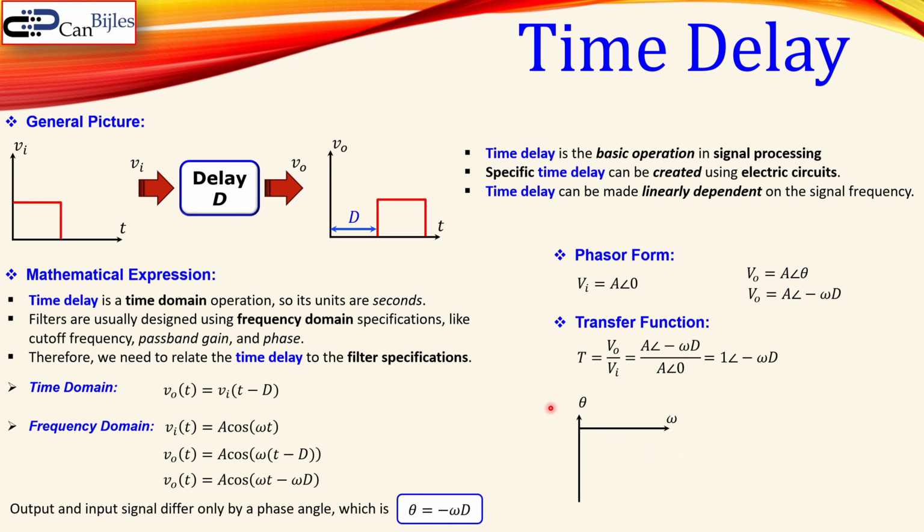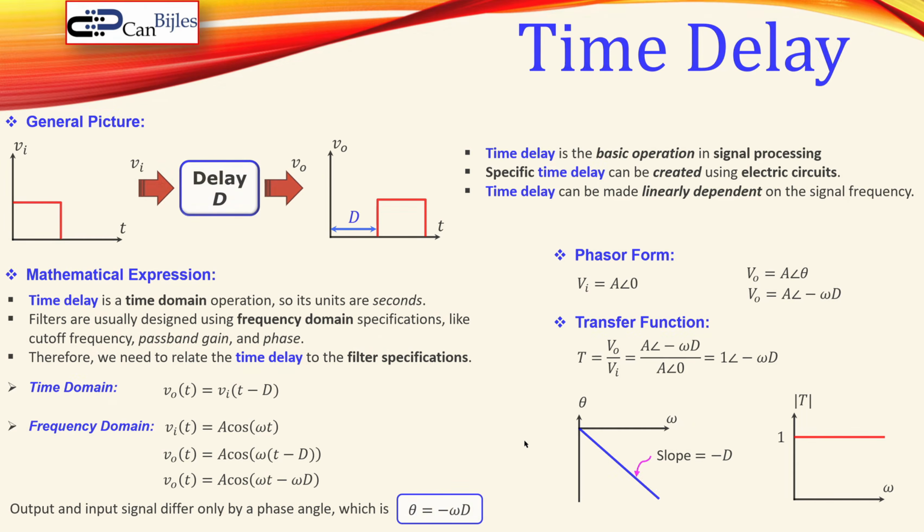Now giving that in the diagram, in the plot form, you can see that this is now the omega, which is our radians per second, the frequency, and this is our phase. Now since this is minus omega d, this will be a linear decreasing line, which has a slope of minus d. And the magnitude of this transfer function, which is the absolute value of T, is always 1, because that is the magnitude here. So these are the relationships between the mathematical expression of the delay and the frequency response here.